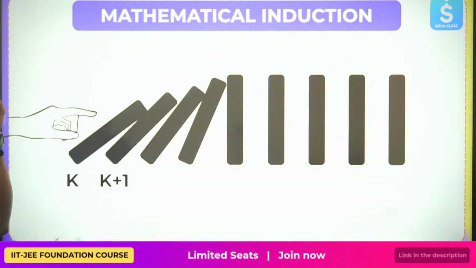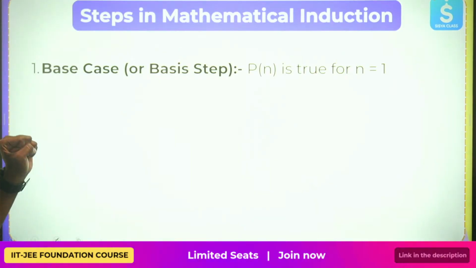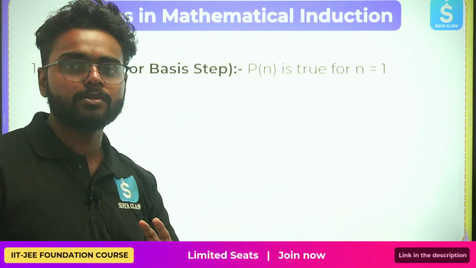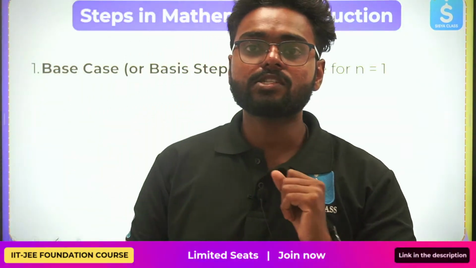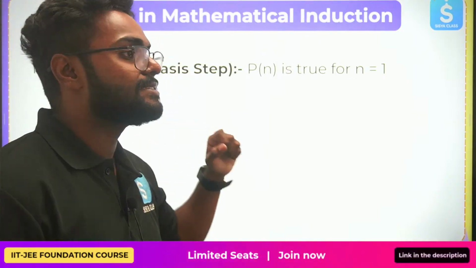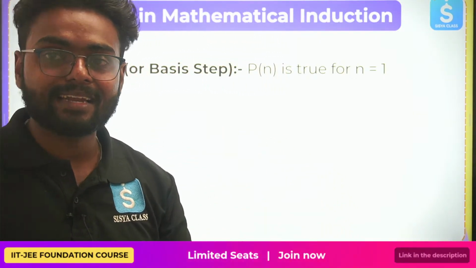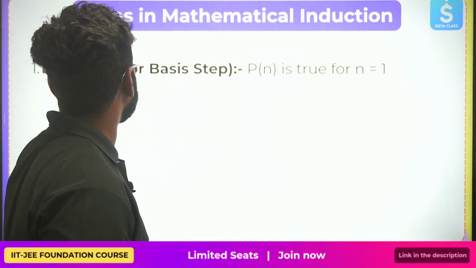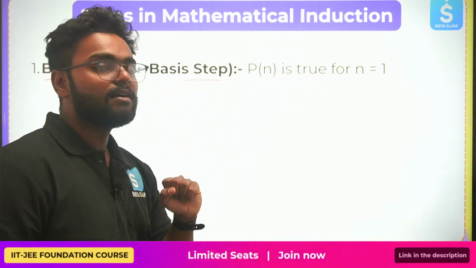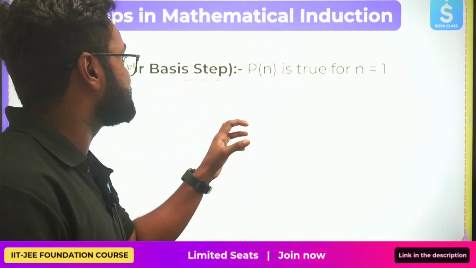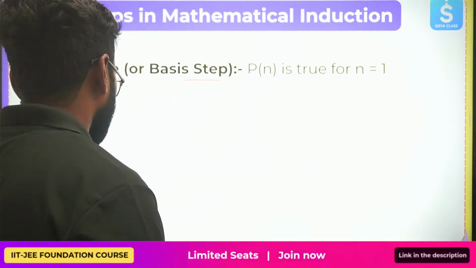Okay, let's continue. So we have seen this, right? The first step, there are only two steps in this. The first one is called the base case, and the second one is called the inductive hypothesis, and then you have to prove that hypothesis, the inductive proof. Okay, the base case or the basic step. For this, we will consider P of n. P of n is true for n is equal to 1.